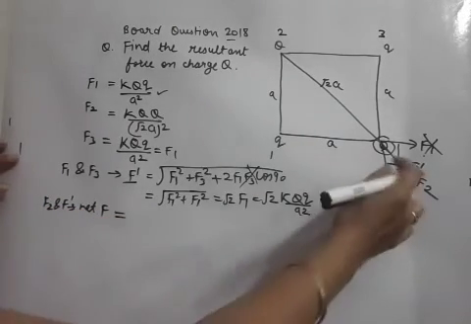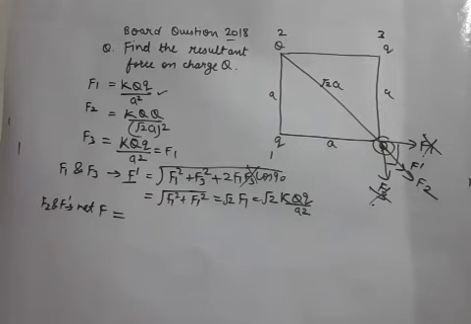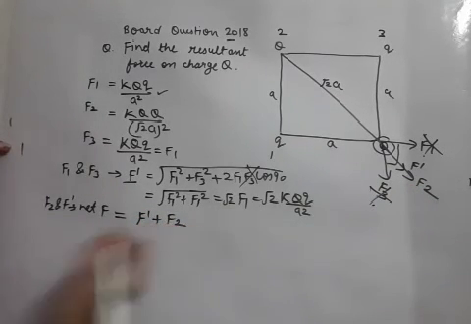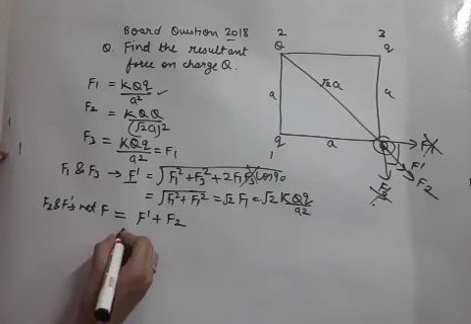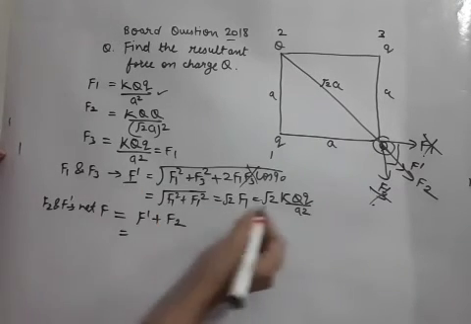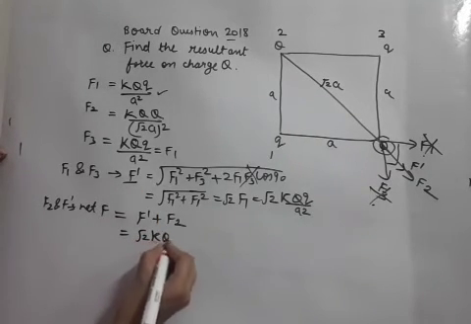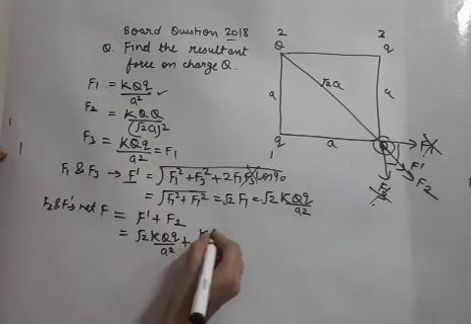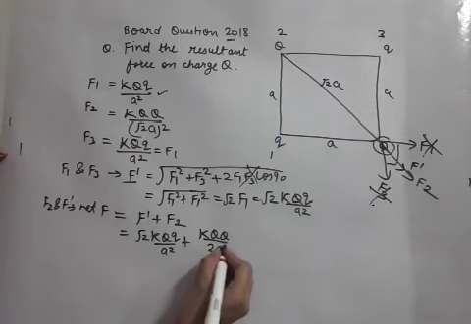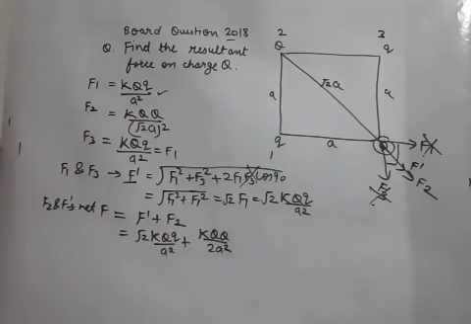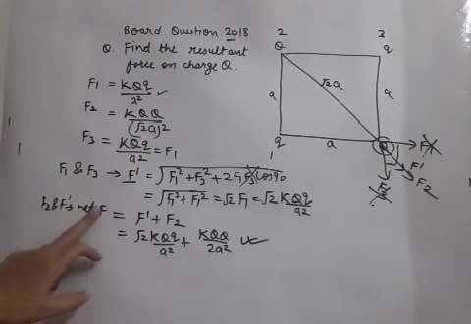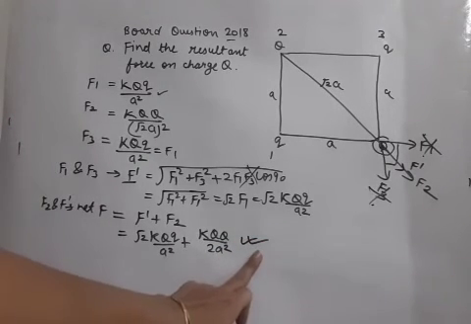Now because they are in the same direction, I think you know how to solve the resultant. When two forces are in the same direction, they are simply added to give the resultant. So we will just add them. F dash is root 2 KQQ upon A square, and F2 is KQQ upon 2A square, since root 2A whole square is 2A square. We can take common also, or we can leave the answer like this only. So this is the value obtained for the net force.